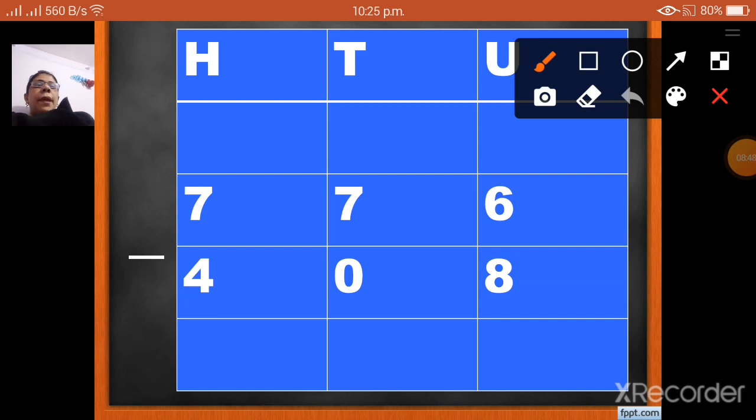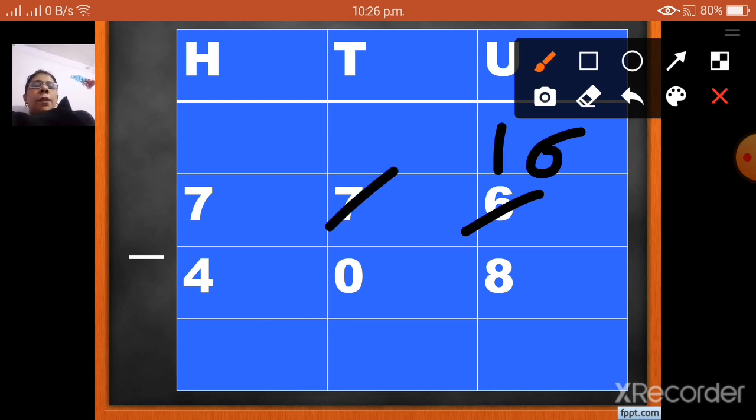So let us subtract now. 6 minus 8. Here 6 is a smaller number, 8 is a bigger number. So we will cut this 6 and make it 16. Okay, where did I borrow this from? I borrowed from 7, so 7 will become 6. Now 16 minus 8: after 8, 9, 10, 11, 12, 13, 14, 15, 16. So 16 minus 8 will be 8.